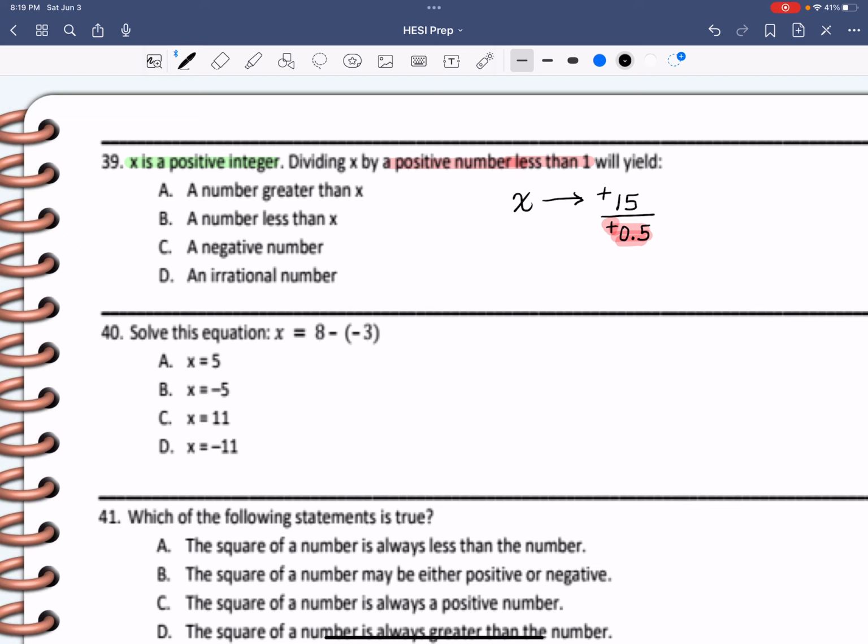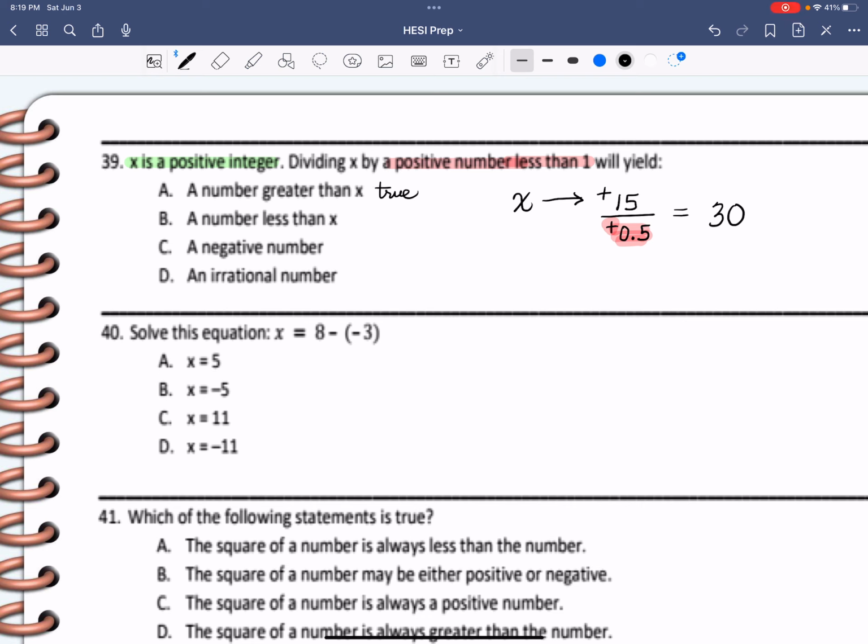So let's see what we get on the calculator. So I'm going to do 15 divided by 0.5. And we got a positive 30. So let's go back here and see which one of these fits. A number greater than x. Well, x was 15, and the answer is 30. So yes, that is a true statement.